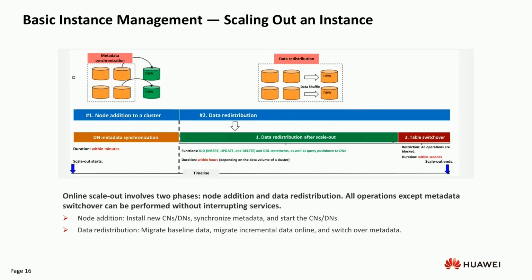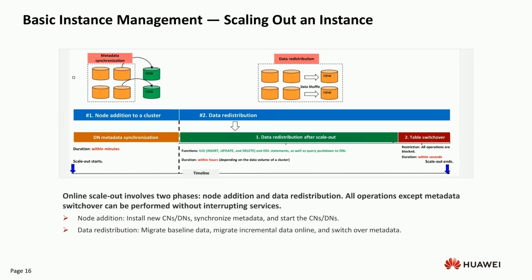To be more specific, if you look at the timeline of instance scale-out, you can see that the online scale-out involves 2 phases: node addition and data redistribution. In the node addition phase, the nodes can be added within minutes. The time required for data redistribution depends on the number of nodes to be added and baseline data volume. Generally, data can be redistributed within hours.